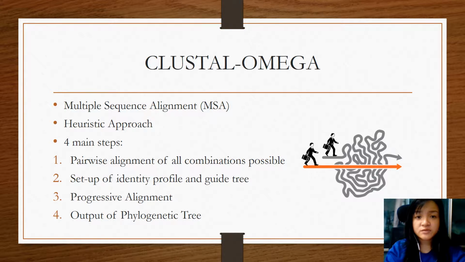First, we decided to run Clustal Omega, which is a multiple sequence alignment, to check how similar the 4 serotypes are. This is a progressive alignment method, which is a heuristic approach. Unlike dynamic programming, progressive alignment does not ensure the best alignment. However, we can ensure that the task is completed in meaningful time. There are 4 main steps in progressive alignment: first, pairwise alignment of all possible combinations; second, setup of identity profile and guide tree; third, progressive alignment; and lastly, output of the phylogenetic tree.